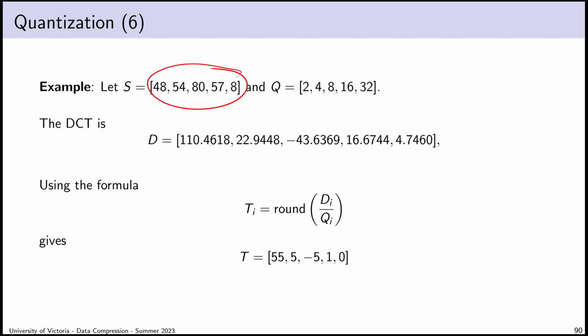Okay, so here, let's take our S from earlier. Here's our quantization vector. In this case, I'm using powers of 2. I start with a quantizer of 2, and I go up to a quantizer of 32. I take my DCT, I divide each element by the corresponding quantizer, and I round, and I get this.